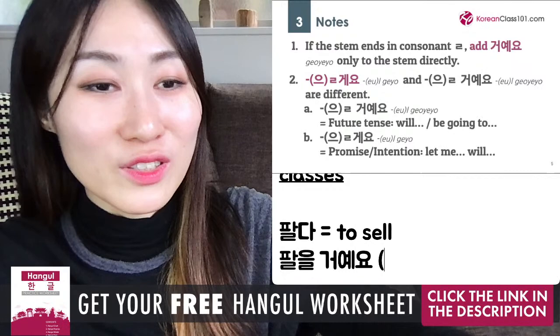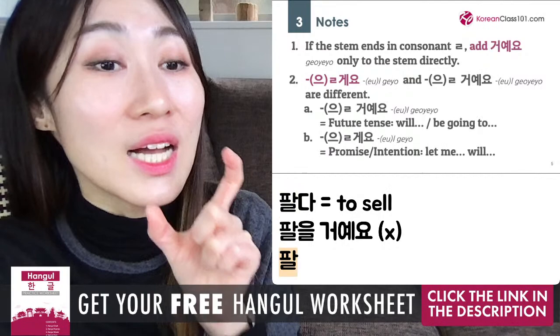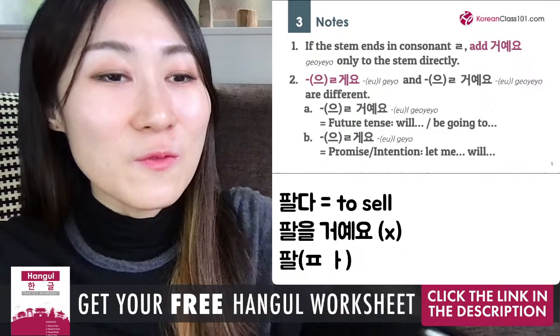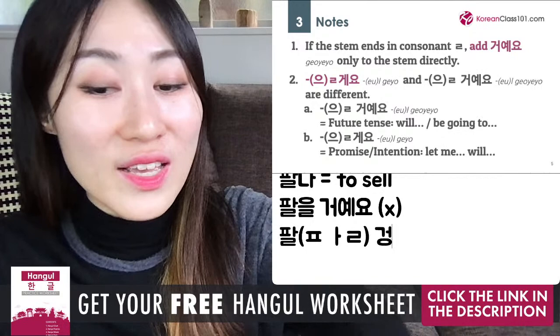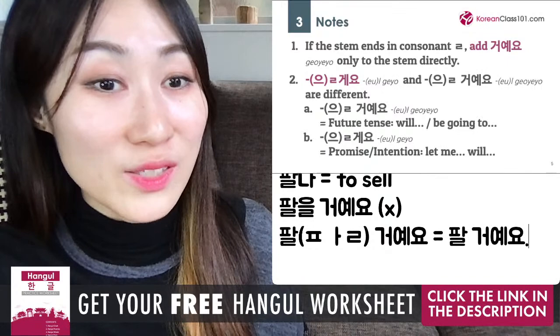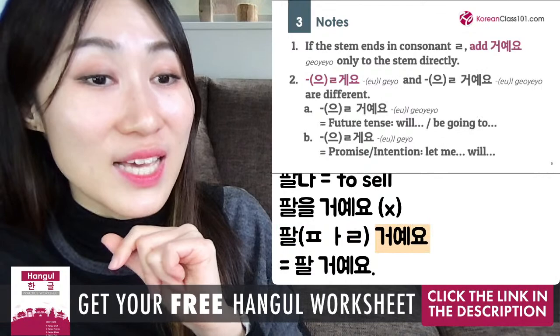If the stem, which is the verb or adjective without 다, which is 팔 here, ends in the consonant ㄹ, let's see, ㅍ, ㅏ, ㄹ. It ended at the bottom with this ㄹ, right? If the stem ends with ㄹ, add 거예요 only. 팔 거예요. It means I'll sell. Again, if the stem, such as 팔, ends with ㄹ like this, then put 거예요, as in 팔 거예요, which means I will sell.